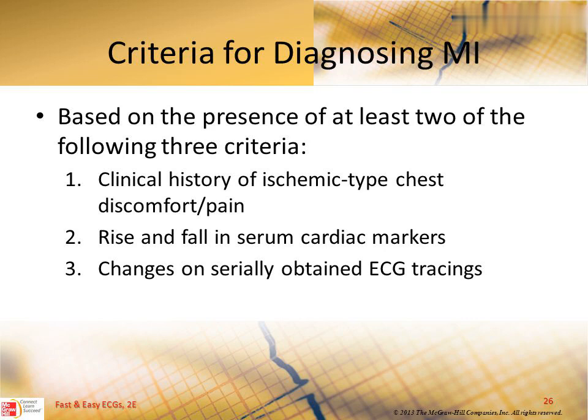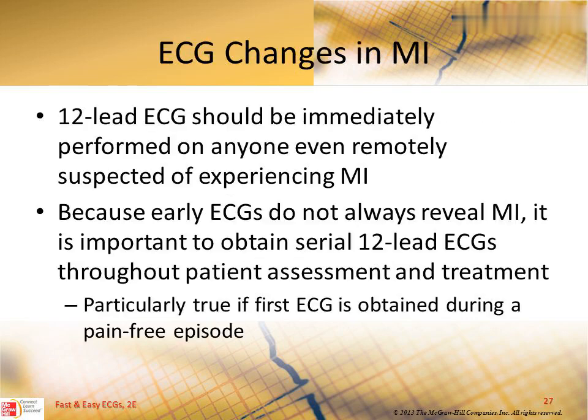Based on the presence of at least 2 of the following 3 criteria: clinical history of ischemic type chest discomfort/pain, rise and fall in serum cardiac markers, changes on serially obtained ECG tracings, ECG changes in MI. A 12-lead ECG should be immediately performed on anyone even remotely suspected of experiencing MI.